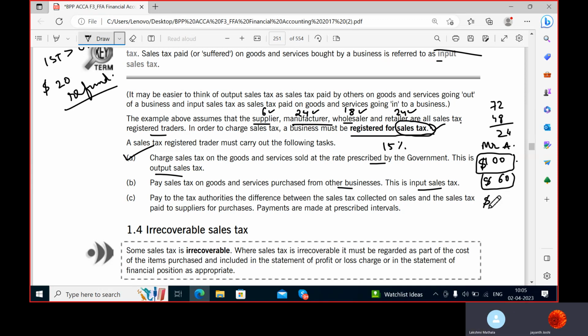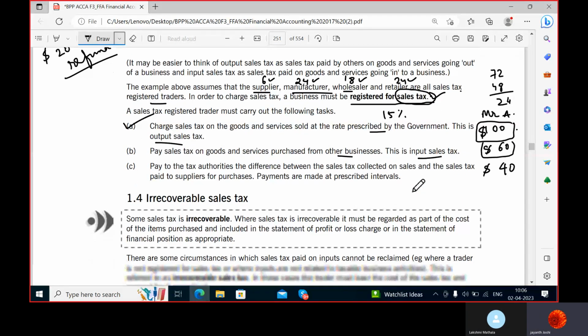Can you tell me? 40. Good. So $40. So what is paid to the tax authorities is the difference between the sales tax collected on sales and the sales tax paid to the supplier for purchases. Okay. So $40 is the remaining amount which is to be paid by Mr. A to the tax authorities. Okay. Yes, ma'am, this was a simple concept.